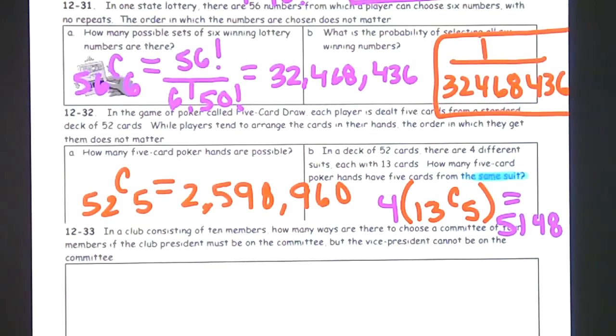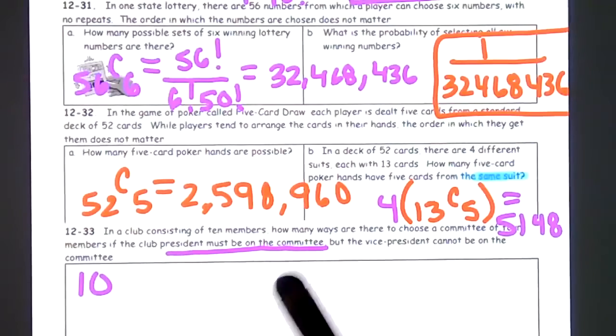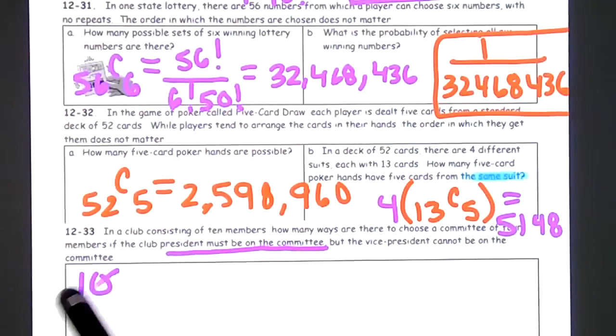And on the last one, it says, in a club consisting of 10 members, how many ways are there to choose a committee of 4 members if the club president must be on the committee, but the vice president cannot be on the committee? So since it's a committee, order doesn't matter. Now, let me just jot down some notes here. We're starting with 10 people, and we want a committee of 4. And it says that the president must be in the committee. So I'm not really picking him or her, they're in the committee.